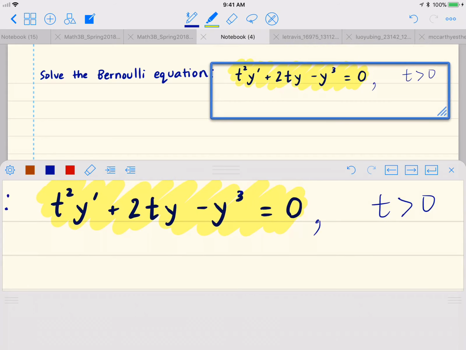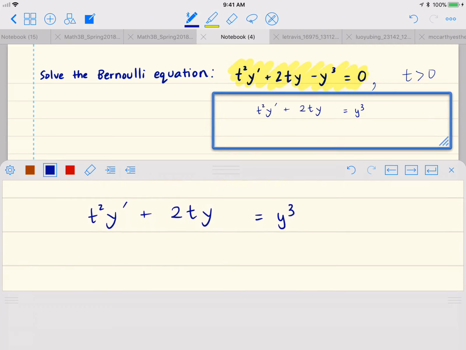Okay, so how am I going to rewrite this? First, I'm going to add y cubed to both sides. So it'll be t squared y prime plus 2ty equals y cubed. Now I'm going to divide both sides by t squared, so I have y prime plus 2 over t y equals 1 over t squared y cubed.